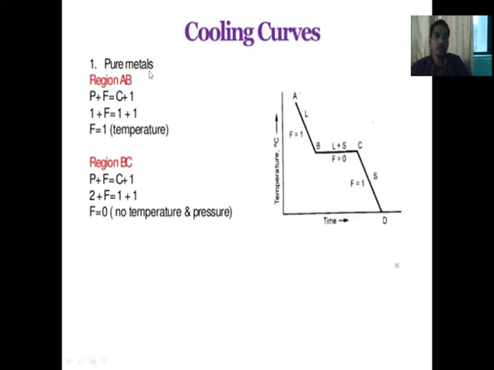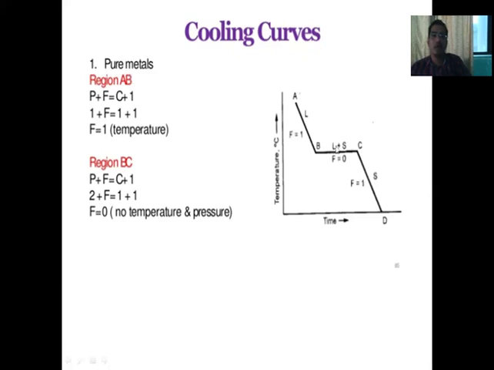For pure metal, you can see here the graph of temperature versus time. On the x-axis there is time, and on the y-axis there is temperature in degrees Celsius. You can see the different regions: region AB, region BC and region CD. The temperature decreases from a higher point A to a lower point D. Whenever the temperature reduces with respect to time, the phase change occurs for the material. That is called a cooling curve.